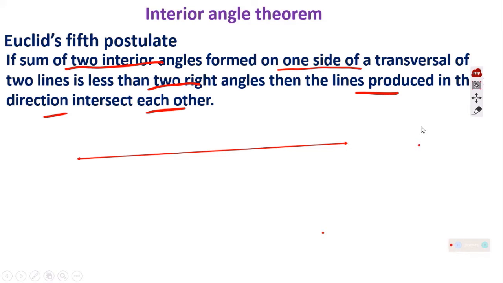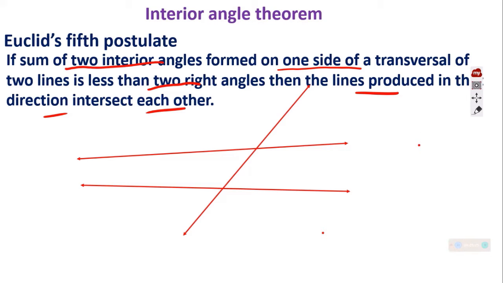If there are two lines like this and there is a transversal, then in such a situation, if the angles formed on one side is less than two right angles, what does it mean? Right angle is having a measure which is equal to 90 degree. Less than 2 right angle means less than 180 degree, right? In that case, the lines produced in the direction intersect each other.